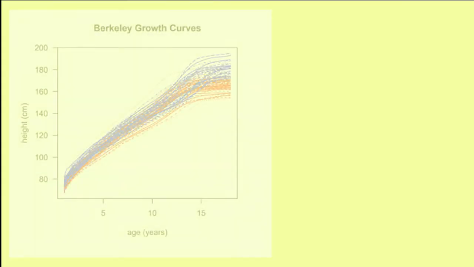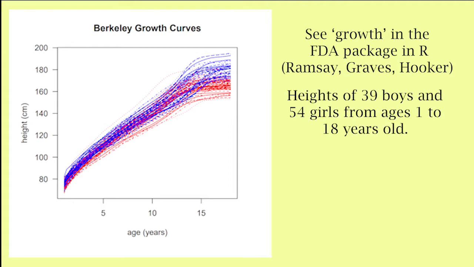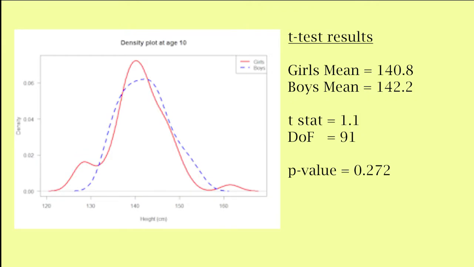What we have here is the Berkeley Growth Curve dataset, available in R in the FDA package. It has the heights from ages 1 to 18 measured of boys and girls. If we were to look at age 10, now we have two univariate samples, and we can do a comparison of the means using a two-sample t-test. But what if we wanted to do a two-sample test for entire curves, that is, the entire growth of the children from ages 1 to 18, to figure out if boys and girls grow differently throughout the first 18 years of their life? Well, we can do that.